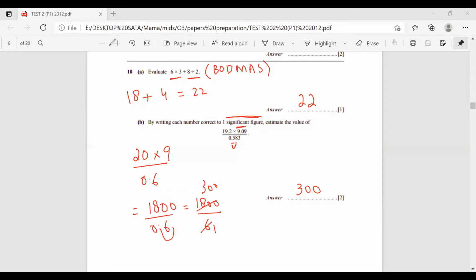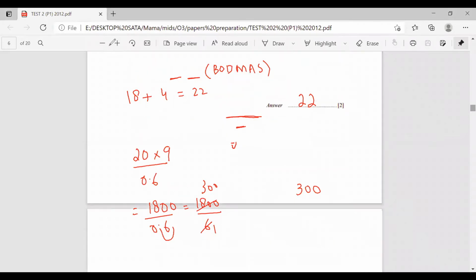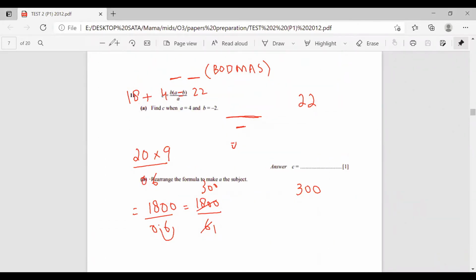Good. These are the simplest questions and the most mark-gaining questions. Moving on.